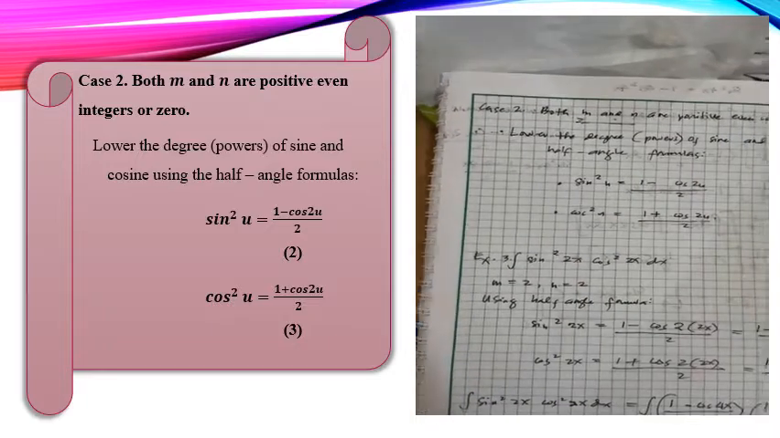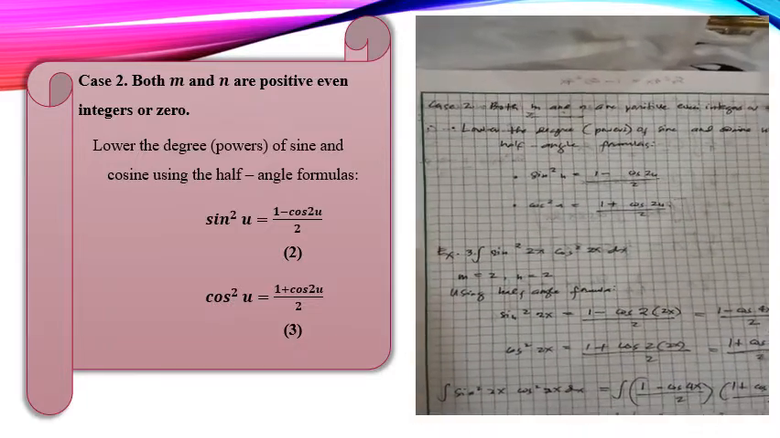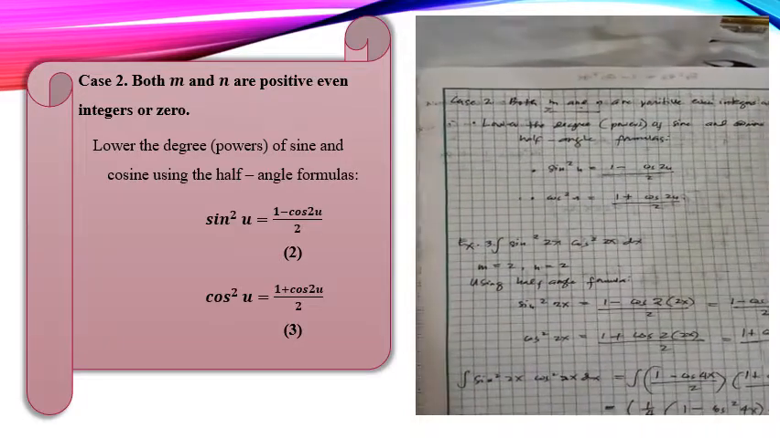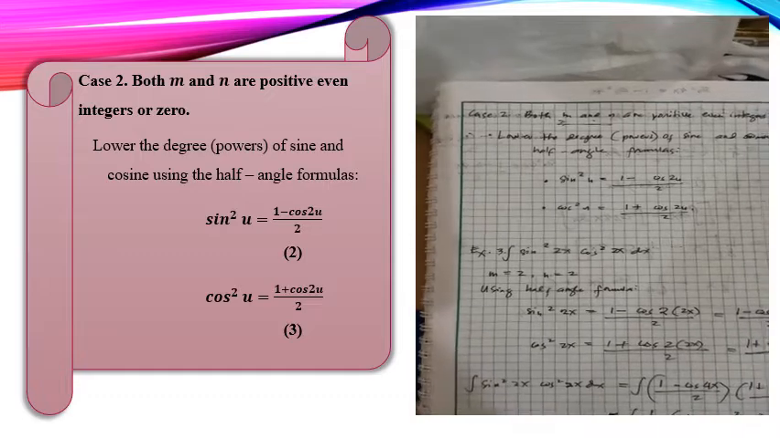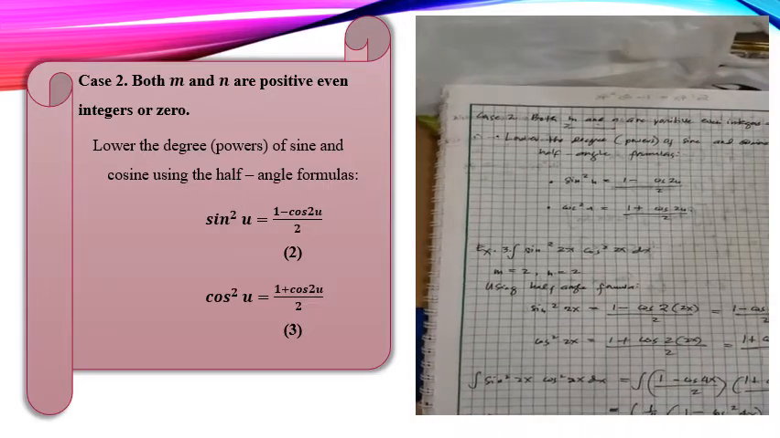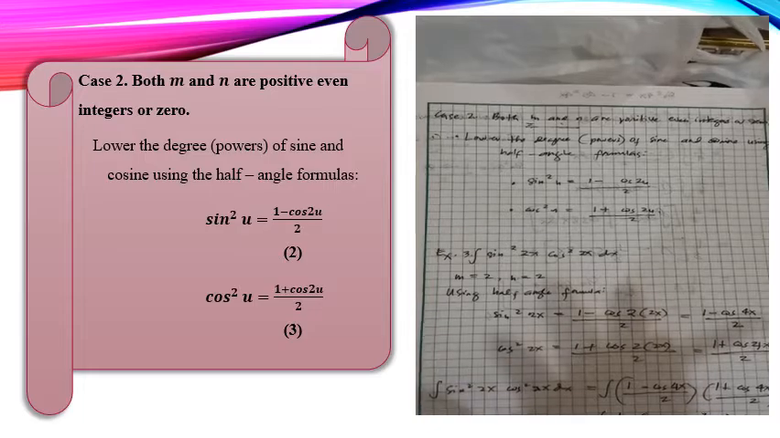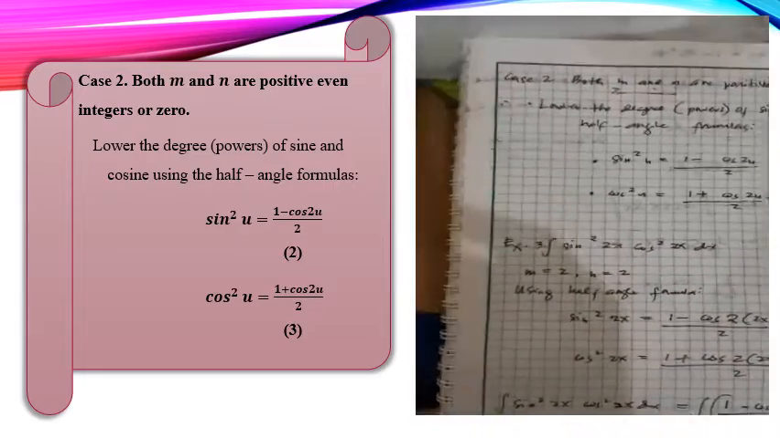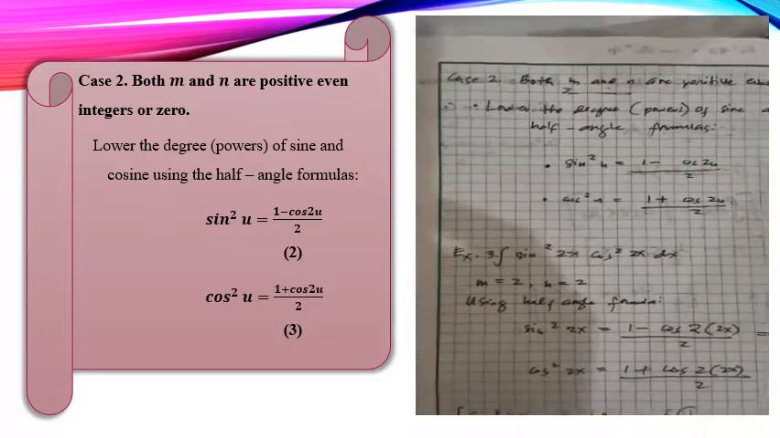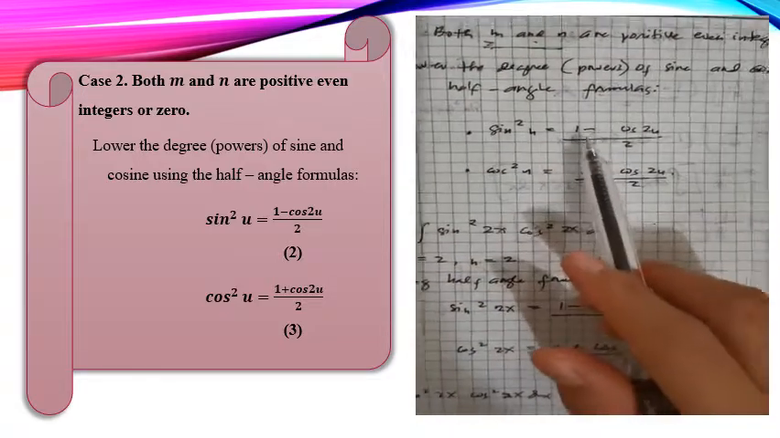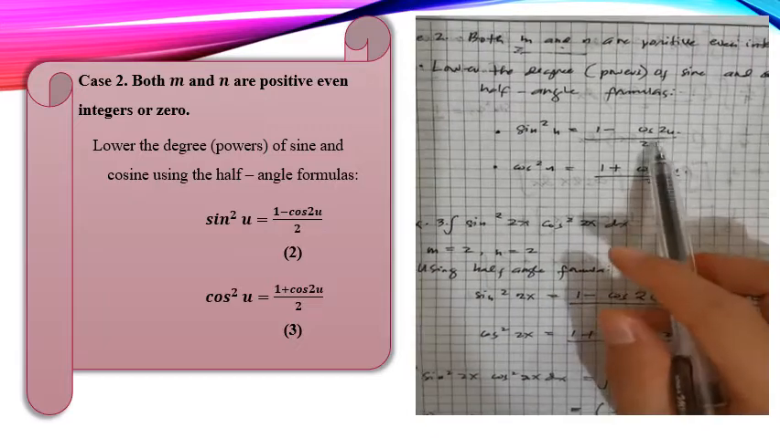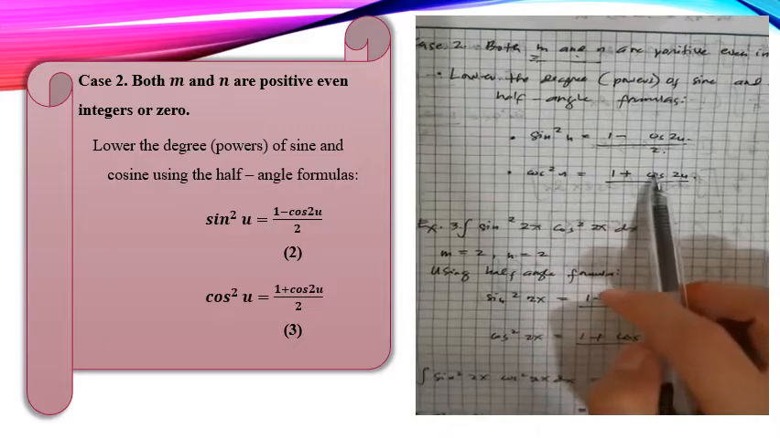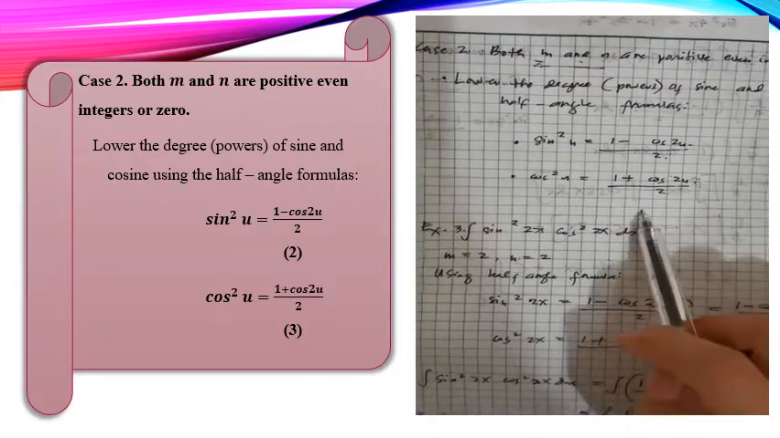Okay, so ang condition din dito sa case 2 is lower the degree or powers of sine and cosine using the half angle formulas. Kanina kasi ang ginamit natin is the identity sine squared u plus cosine squared u is equal to 1. Sa case 1 yun. And then sa case 2 is the half angle formula. So we have the half angle formula of sine squared u is equal to 1 minus cosine 2 times u over 2. And then the other one is the cosine squared u is equal to 1 plus the cosine of 2 times u over 2.